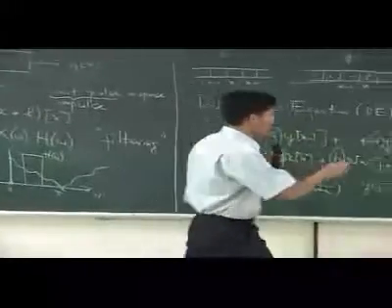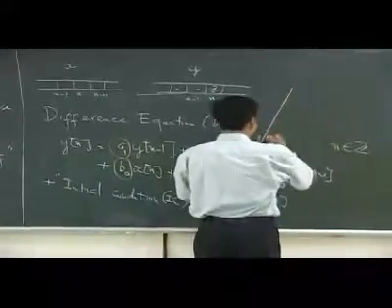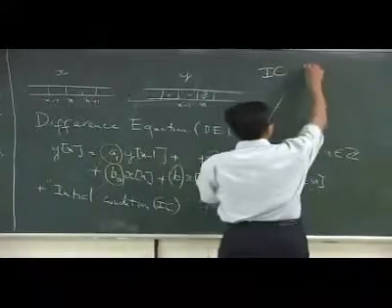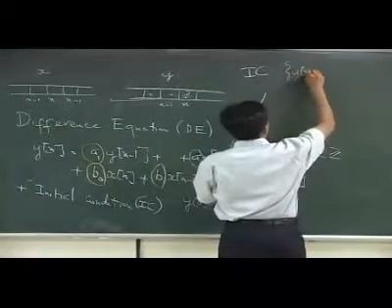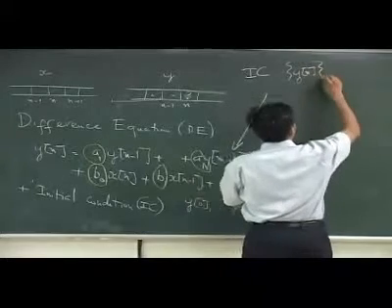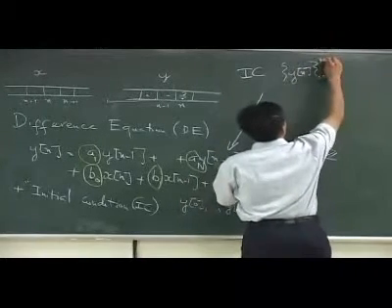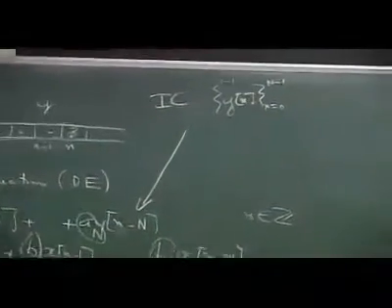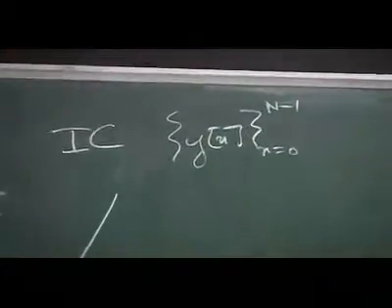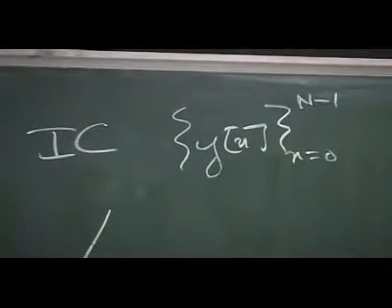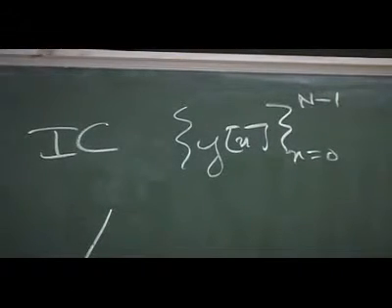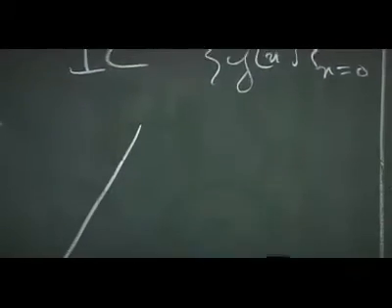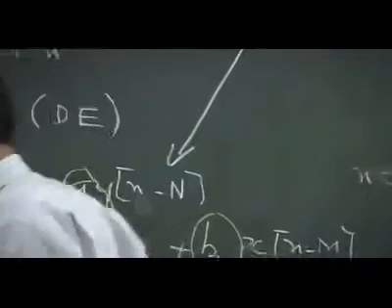So what you need to have is the initial condition, required on the values of y from 0 to n minus 1. Okay. You need to have initial conditions so that you can really kick off the system and it keeps going. It can run. All right. So that is a simple thing.